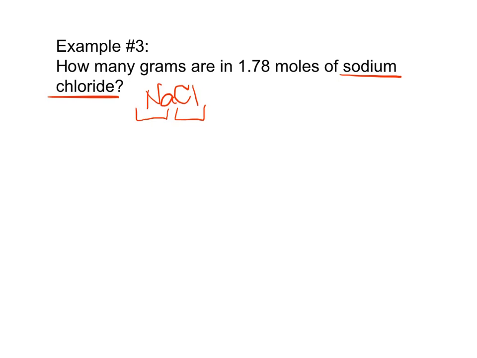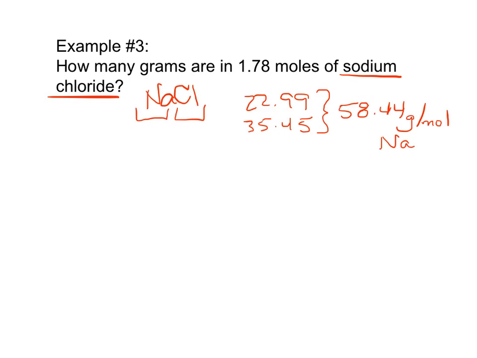But on your handy-dandy periodic table, you will see that sodium weighs 22.99. Chlorine weighs 35.45. So we know that those two together have a combined mass of 58.44. This is our grams per mole of sodium chloride, NaCl. So that's the conversion that we're going to be having to use in this problem.